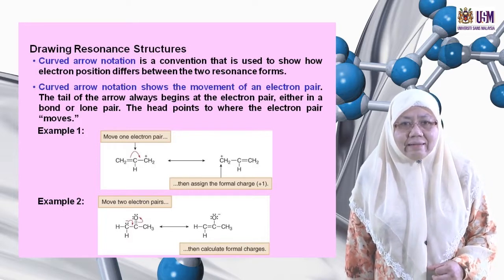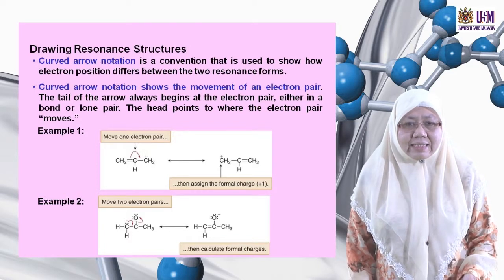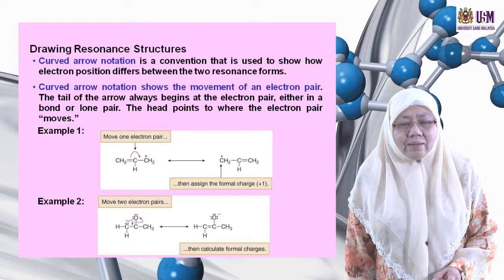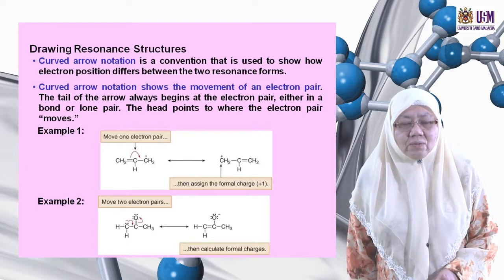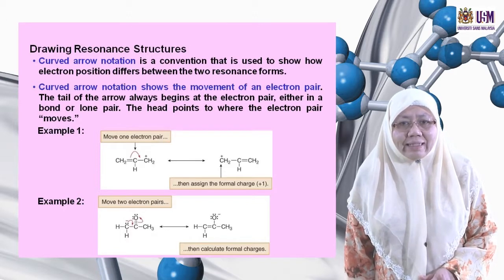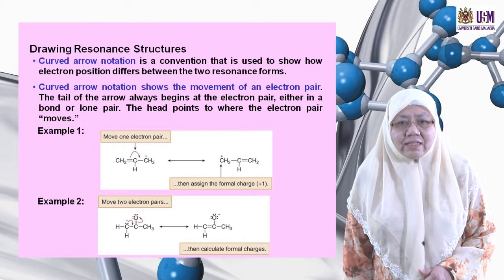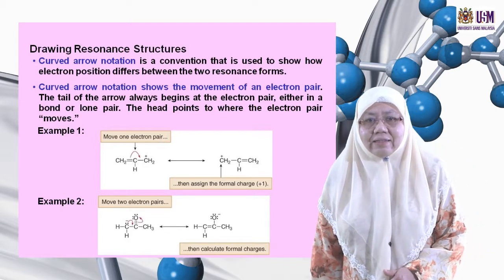In example 2, we can move two electron pairs, as in the example given. We can see an electron pair moves from the carbon to the carbon attached to it, and the electron pair between the carbon and the oxygen will move to the oxygen atom. And we can see now that the negative charge has actually moved from the carbon atom to the oxygen atom. So now the oxygen atom is the one that has the negative charge.